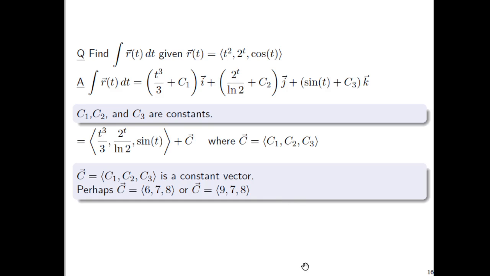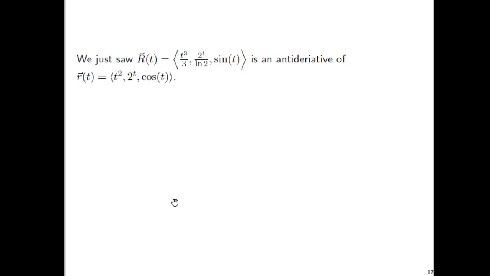The whole point is, just like back in Calc 1, when you antidifferentiate, you're trying to undo the derivative, and if you differentiate a constant, you get 0. Just like this, right? If you were to differentiate the vector 6, 7, 8, there's no t's in any of the components, so 6 is going to differentiate to 0, 7 is going to differentiate to 0, and 8 is going to differentiate to 0, right? Because you differentiate one component at a time.